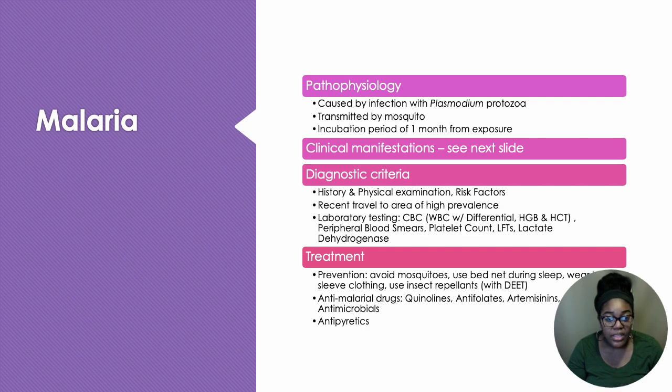As far as treatment, you want to avoid mosquitoes, and that's a prevention mechanism. You want to use a bed net during sleep if you're going camping. You want to wear long sleeve clothing. You want to use insect repellents, but specifically the ones with DEET, because they will kill the mosquitoes the best. And the treatment will also include anti-malarial drugs. So that's your quinolines, your antifolates, artemisinins, and then you also want to use antimicrobials and to treat the generalized manifestations of pain, malaise, fever, you want to use antipyretics.